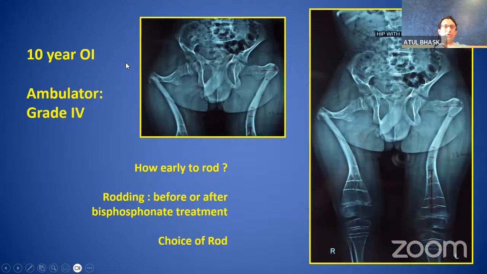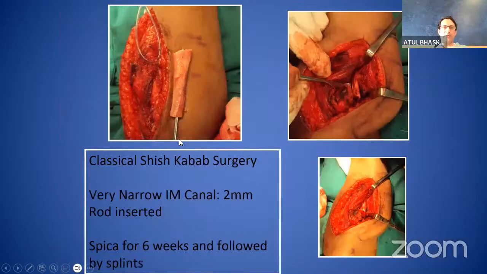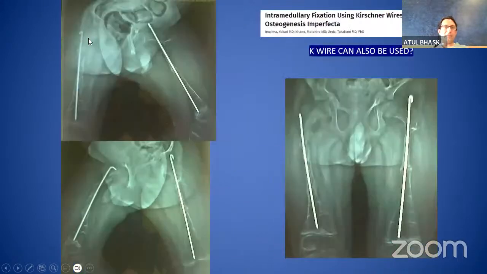This is another child, a 10-year-old who was bedridden, just used a wheelchair, and had multiple cycles of bisphosphonates. Again, no rodding was done, which was surprising. When he presented for the first time, his canals were so narrow, and you can see it's extremely sclerotic. We could not pass any FD nails in this bone, so we used a rush nail and a bent K-wire. This K-wire has been bent, because that was the only rod which would go inside the intramedullary canal.